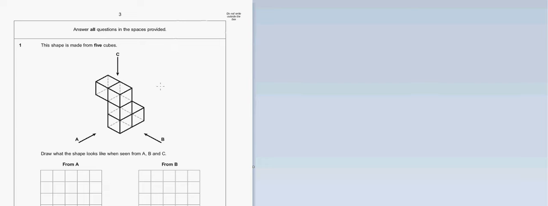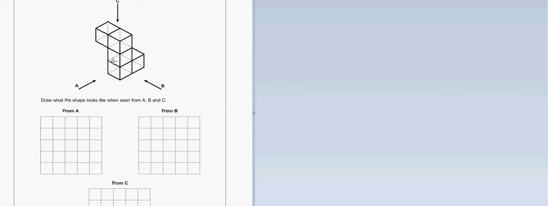This shape is made from 5 cubes, so we've got 1, 2, 3, 4 and 1 behind it is 5. Okay, and what they want us to do is draw what the shape looks like from various angles. Okay, so it's nice and simple. So from A we can see that we would see just these 3 faces.